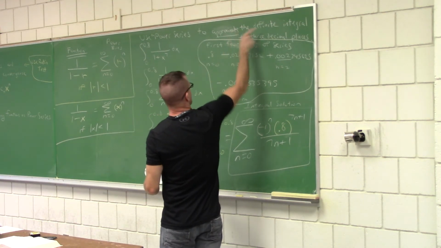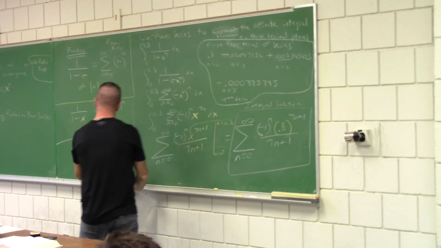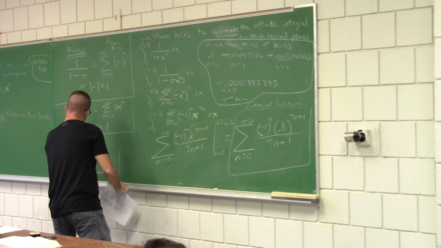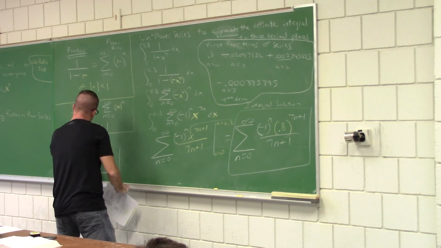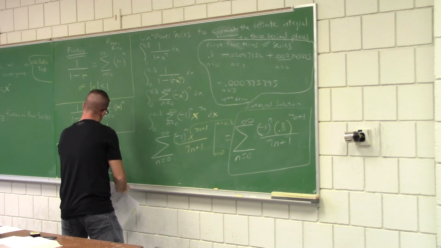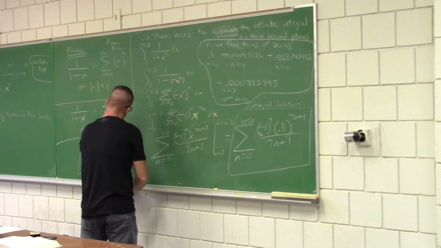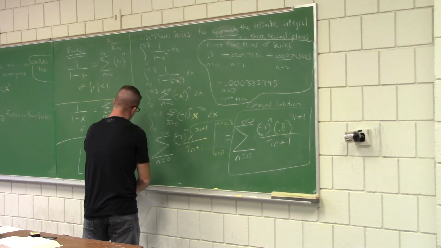The idea: approximate the definite integral to 3 decimal places. So the solution approximated to how many places? To 3 decimal places. Okay.